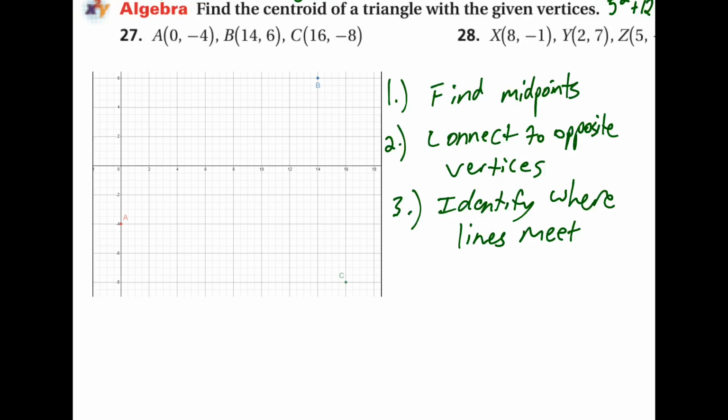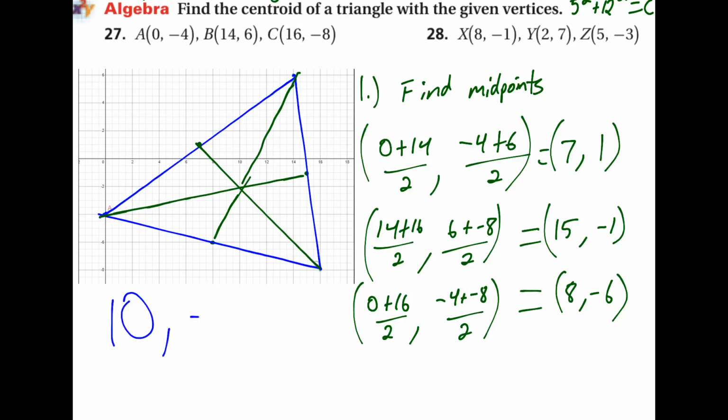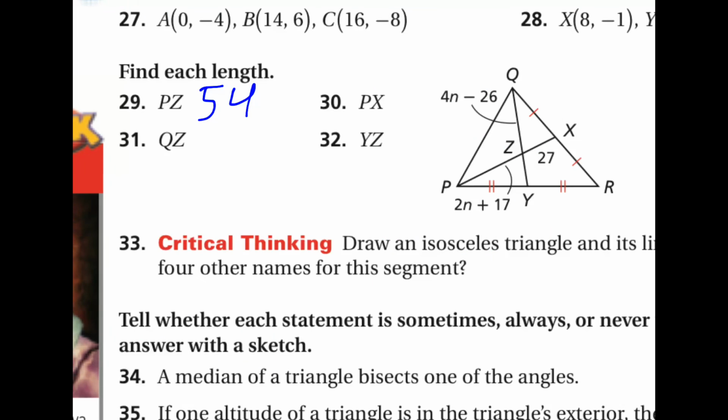So for 27, one strategy is to find the midpoints of each of these three and connect them to the opposite vertices and identify where the lines meet. So if I find my three midpoints by taking the midpoint formula, adding together the x's, taking the average, adding together the y's, taking the average, and I plot them like so. If I go ahead and draw those medians from those midpoints to the opposite vertices, you can see that these meet at (10, -2). And that's my centroid.